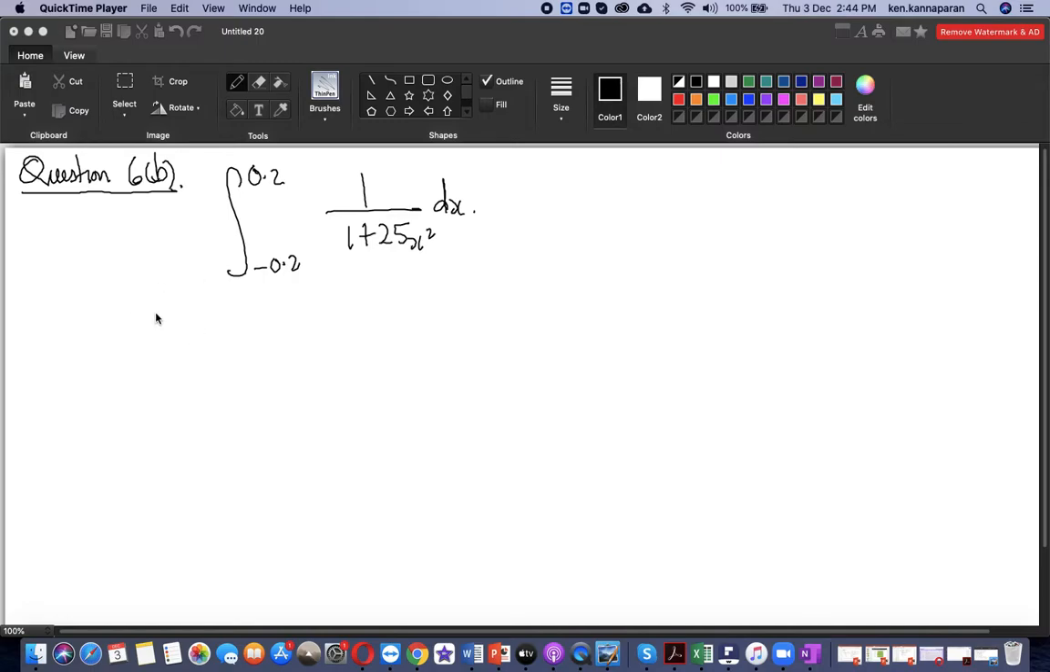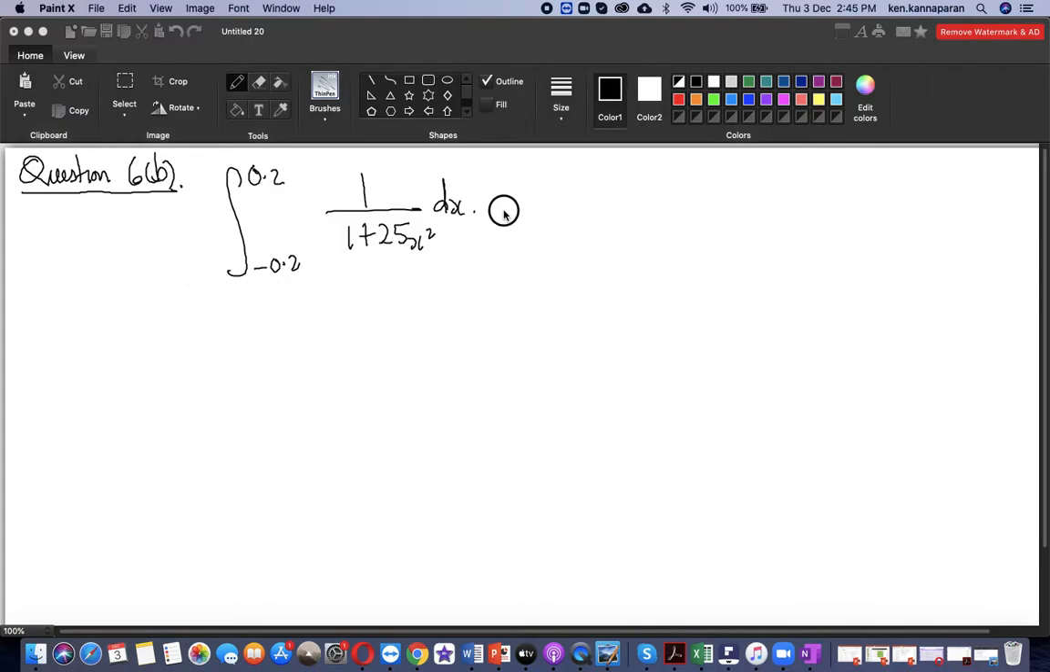Another definite integral. Okay, integrate between negative 0.2 to 0.2, and the given function is 1 over 1 plus 25x squared. Okay, so we have to integrate between the limit negative 0.2 to 0.2, and the function is 1 over 1 plus 25x squared. Okay, let's do this.